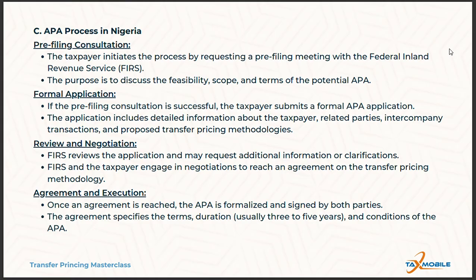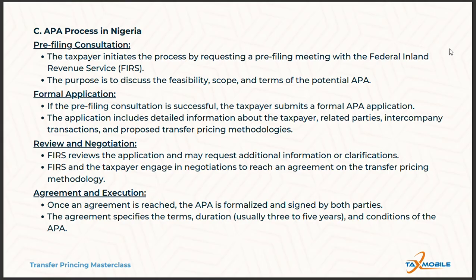And after that, we move to the review and negotiation. So the Federal Inland Revenue Service reviews the application and may request additional information to clarify the taxpayer's position. And after the review, we now move to negotiation. Well, let me use the word engagement here rather than negotiation. So FIRS and the taxpayer engage in discussion to reach an agreement on the transfer pricing methodology and the assumptions underlying the advanced pricing agreement.